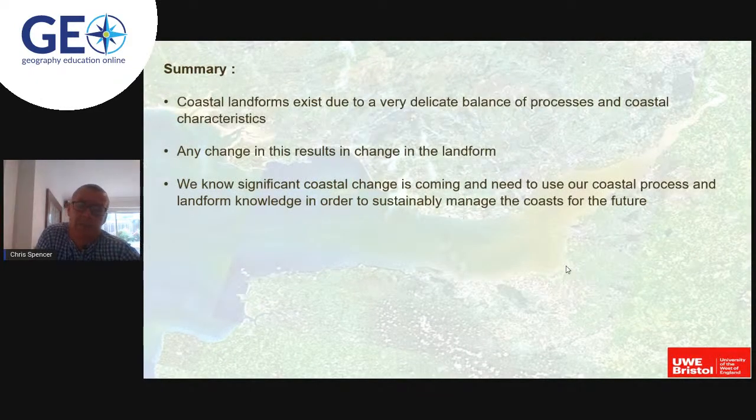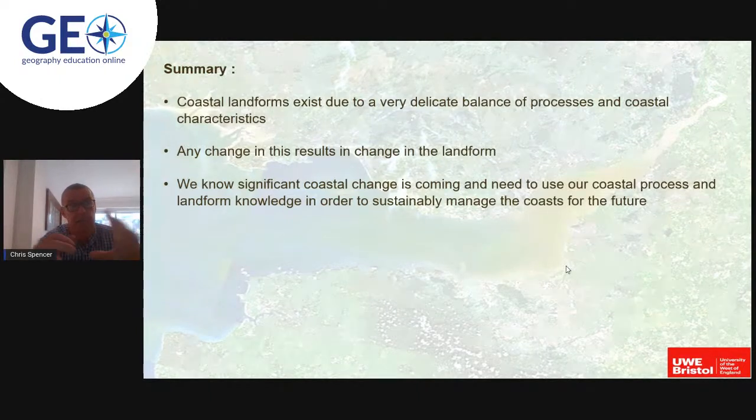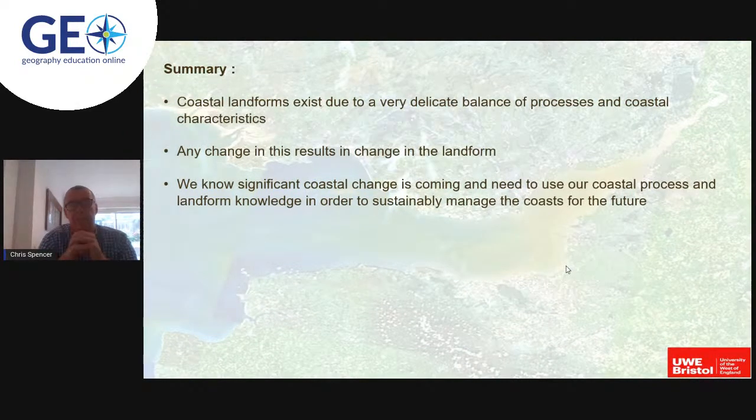So, in summary, what I've been trying to do is to use this site of Sand Bay and some of the variation that we have there in a really small area to get across the fact that the coast landforms exist in this very delicate balance of processes and coastal characteristics, the sediment supply, the geology, and so on. And that any changes or tweaks in that give us a response from the landform. The landform will change. It might erode away more quickly. It might build up more quickly. It may change the slope or other characteristics.